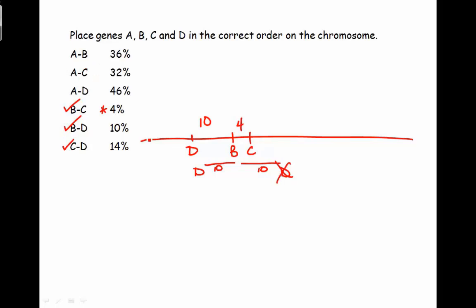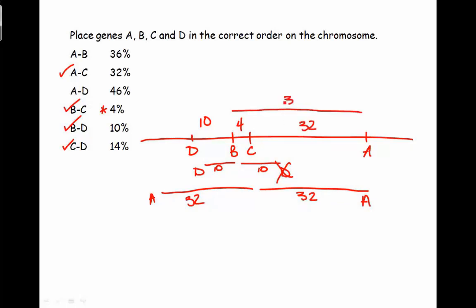Then if I look at A and C, they are 32. So that means that A is either 32 this way, or A is going to be 32 in this direction. If I look at A and B, and the fact that they are supposed to be 36, that tells me that this is the correct location for A, because that will give me 36 here, which I want to find. And then if I double check it with the last piece of information, A and D ought to be 46, and that is going to work out to be 46 there.